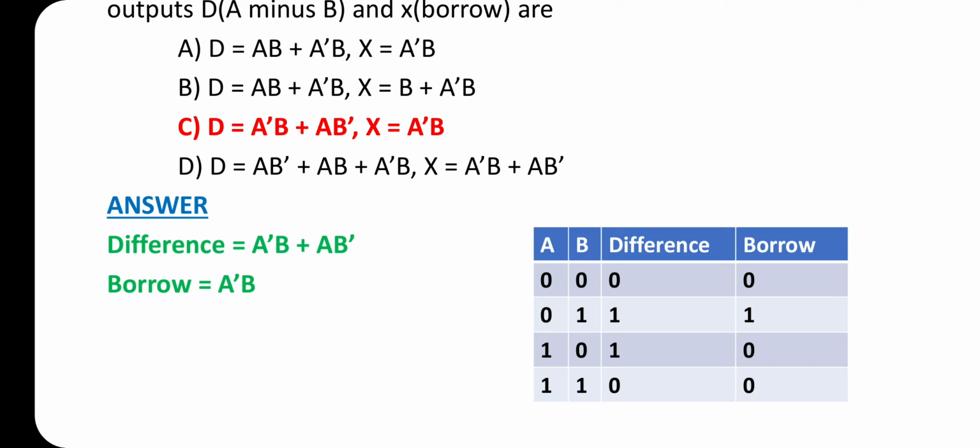For input 0, 0, difference is 0 and borrow is 0. For input 0, 1, difference is 1 and borrow is also 1. For input 1, 0, difference is 1 and borrow is 0. For input 1, 1, difference is 0 and borrow is 0. We can make the equation according to for which input the difference is 1. That is for A bar B plus A B bar. For borrow, output is 1 when A bar B. Therefore, the equation of borrow is A bar B.